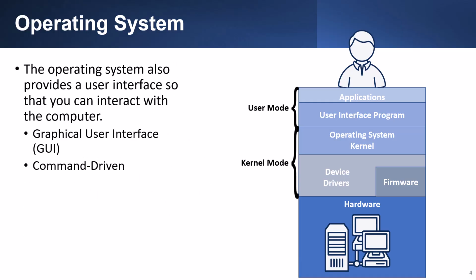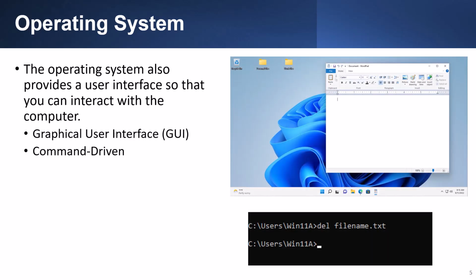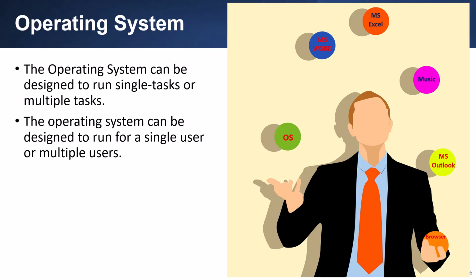The operating system also provides a user interface with which you can interact with the computer. They are divided into graphical user interface, or GUI, and command-driven. The operating system can be designed to run single tasks or multiple tasks, and it can be designed to run for a single user or multiple users.